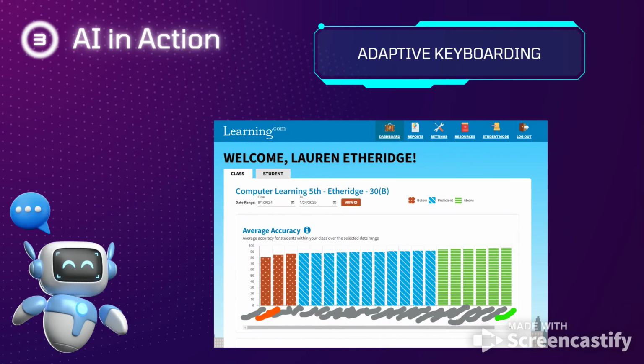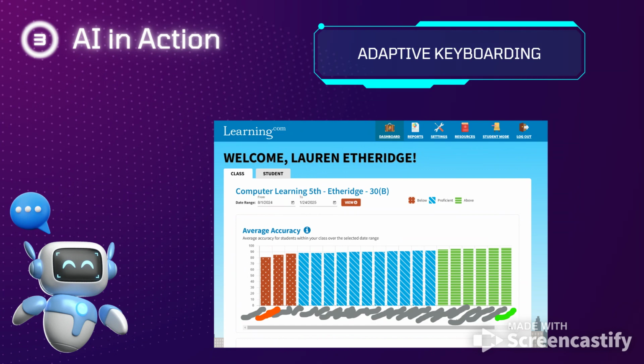The first one we'll look at is an adaptive AI tool. Adaptive keyboarding is a feature of Learning.com, an online curriculum designed to teach K through 12 students critical digital skills such as cyber safety, computer fundamentals, and digital literacy. The computer science teacher and media specialists in our district all use this as a resource in their classes. It's something that our district has purchased for us to use.